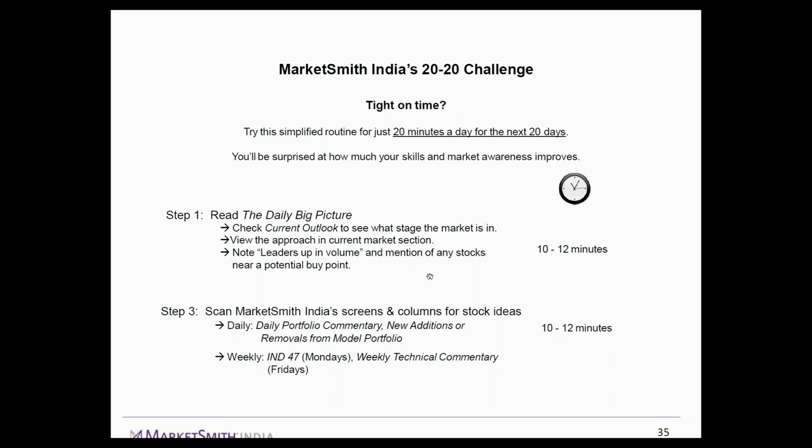So that is about the 2020 challenge. On an average, it might take about 15 to 20 minutes on a daily basis. And once you get a hold of this, then it might become really easy to keep track of your portfolio.